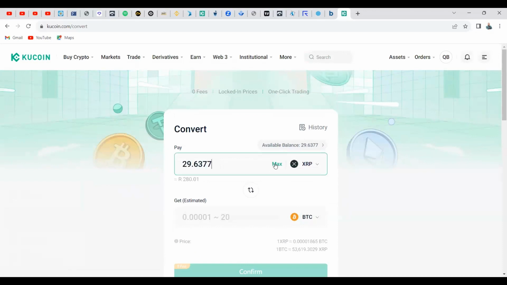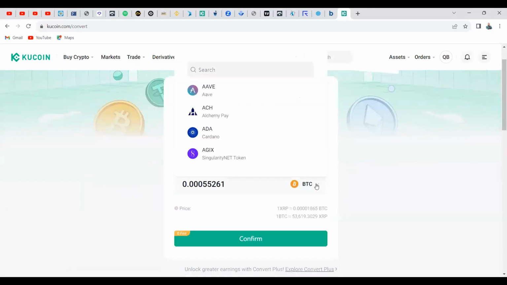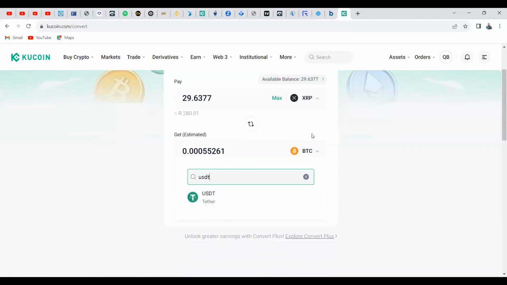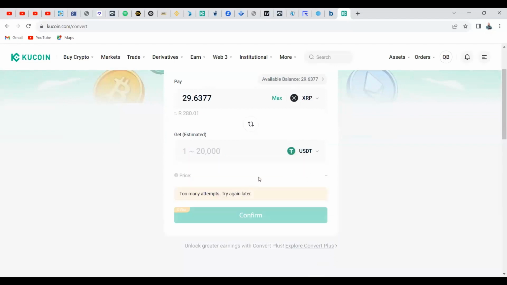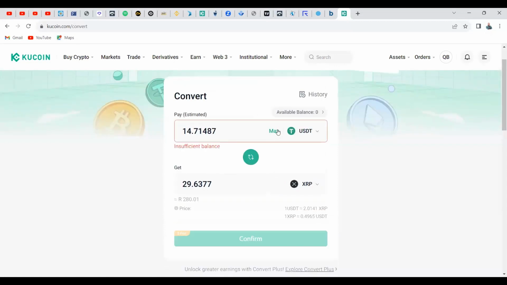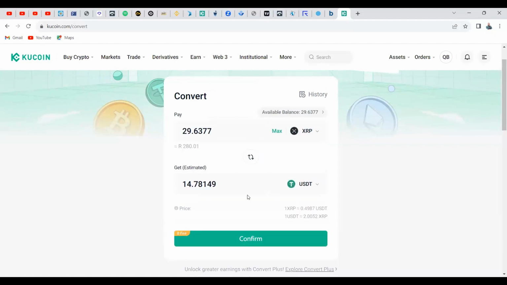Then I would click on max, and what I want is to get USDT. So I go here and type in USDT. This is going to convert my XRP to USD Tether. Then I just go on max. Let me turn it around again, and I can already see that I'm going to be getting 14.71487 USDT. So for this amount of XRP, this is the amount of USDT that I am getting.